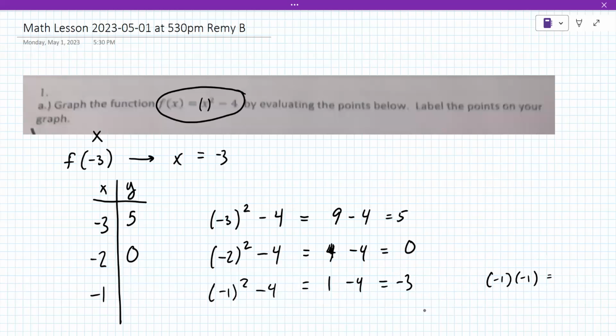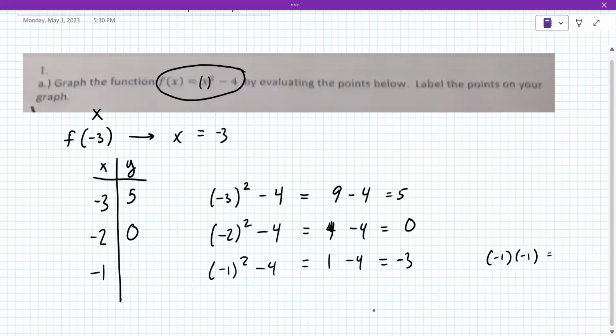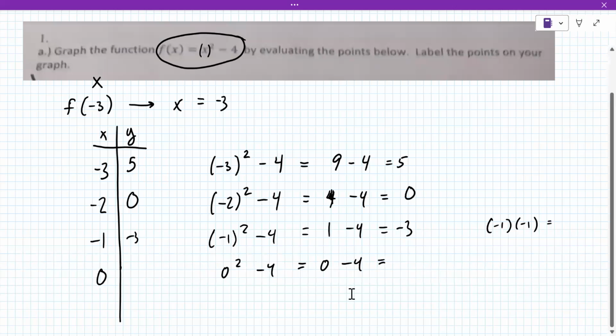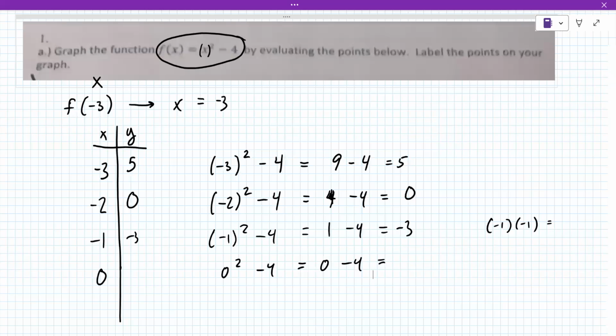Okay. Now they get easier. They get easier because when you get to 0, what is 0 squared? 0. And then when you subtract 4 from 0, what does that become? -4. You're subtracting, taking away. 0 minus 4 is -4.